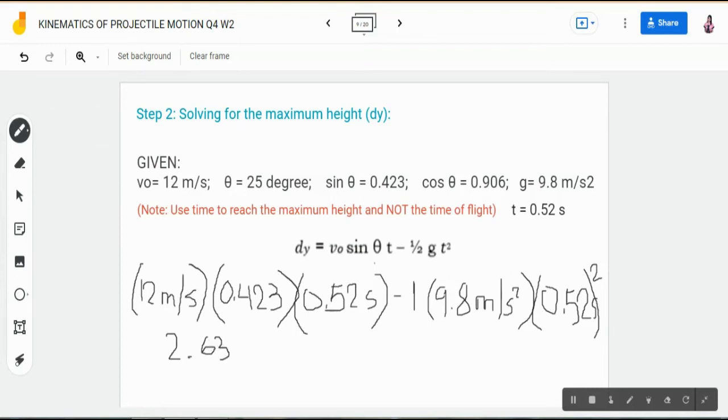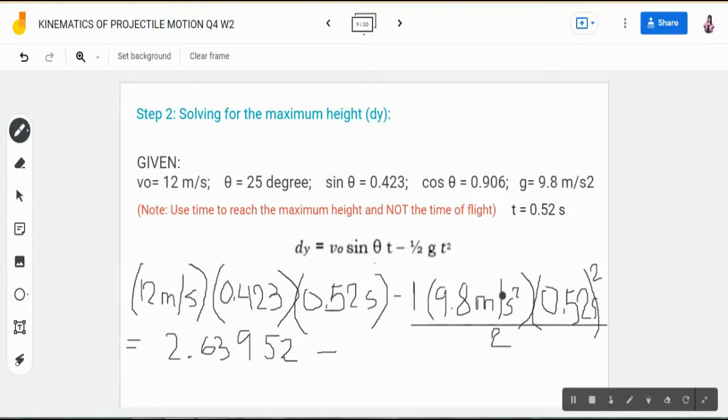2.63, okay, 952. So, ito yung ating sagot dito sa una. Minus natin siya dito. Calculate natin to. Don't forget na ito ay 1 half. So, divide natin siya by 2.